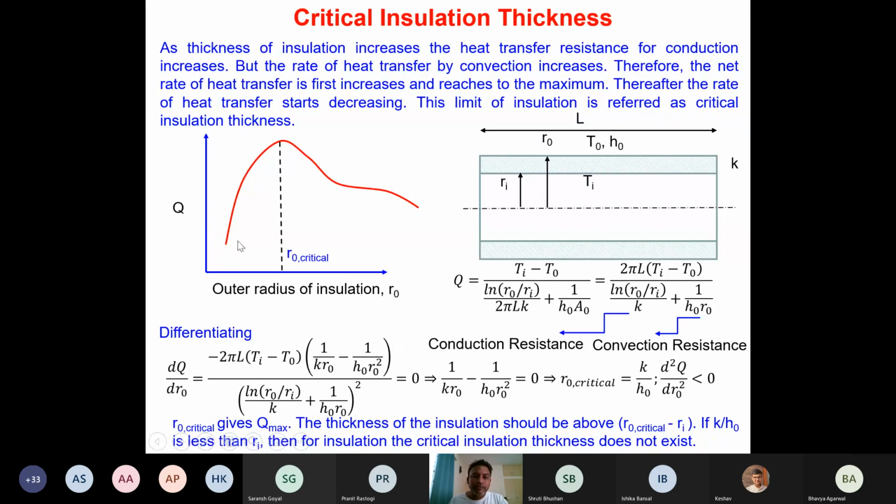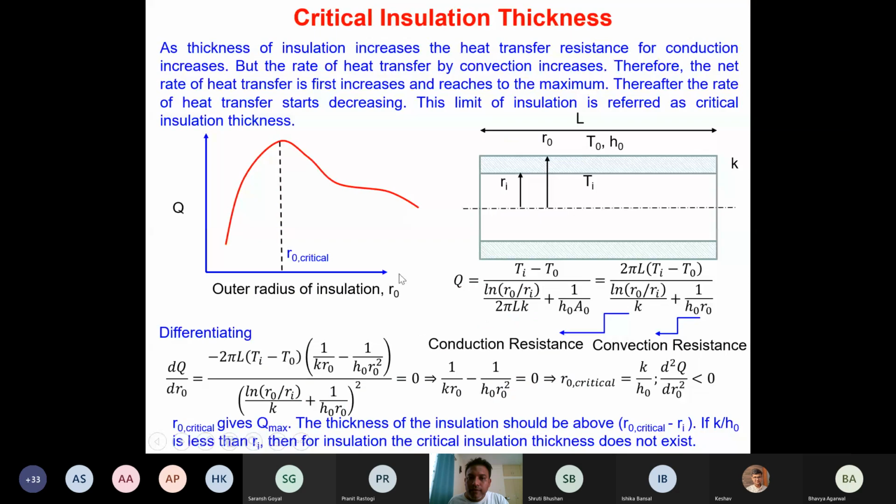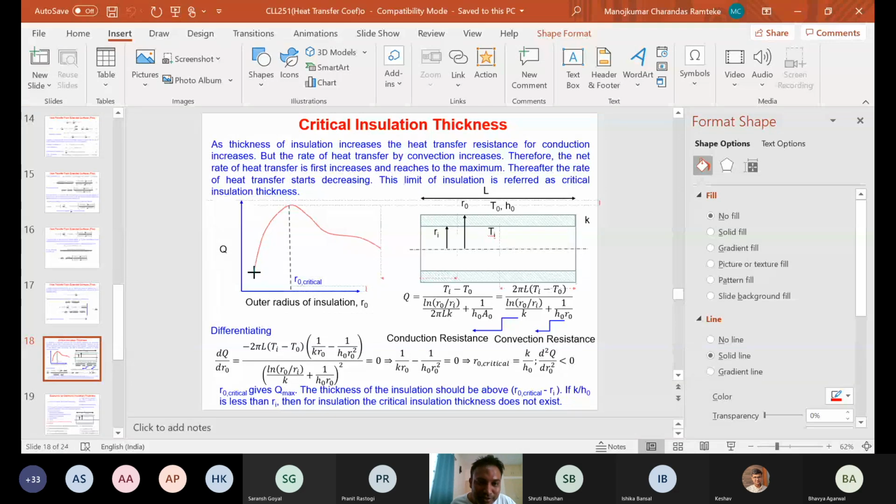I have not plotted it correctly. Maybe I just do it. Okay, let it be. Whatever qualitative information we wanted to give is anyway clear here. Actually, this should start from here. This part should be lower than this. Otherwise you can argue why we wanted to put the insulation at all, isn't it? Let me just correct it if it's possible. It's not possible. Okay, I will correct it. But you get what I'm trying to say? Okay, just wait. Maybe I just do it.